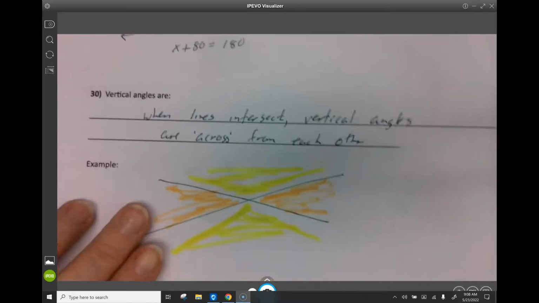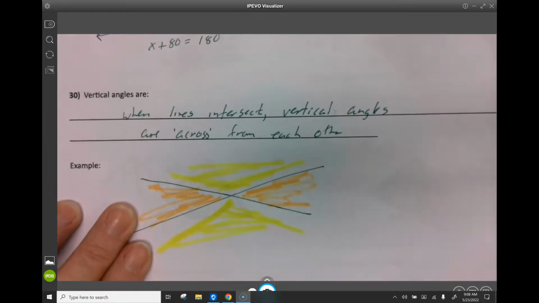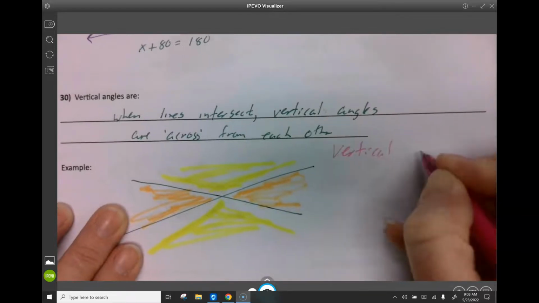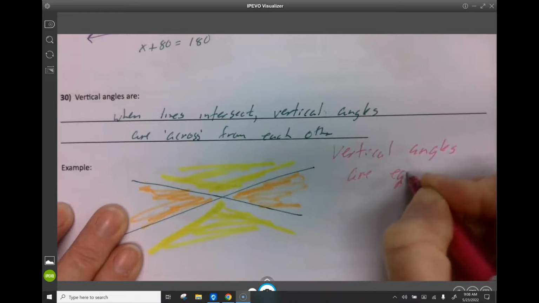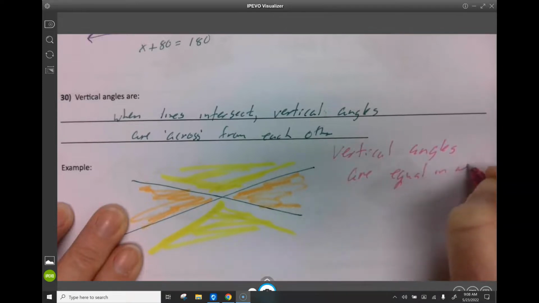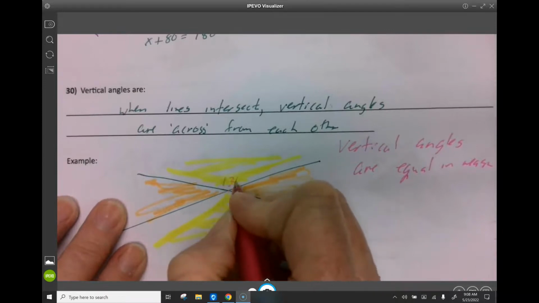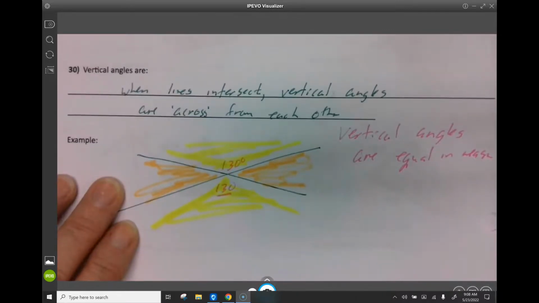Oh, but you need to remember that vertical angles are equal in measure. Okay, so if I tell you that this angle right here is 130 degrees, what is this angle right here? Exactly 130 degrees.